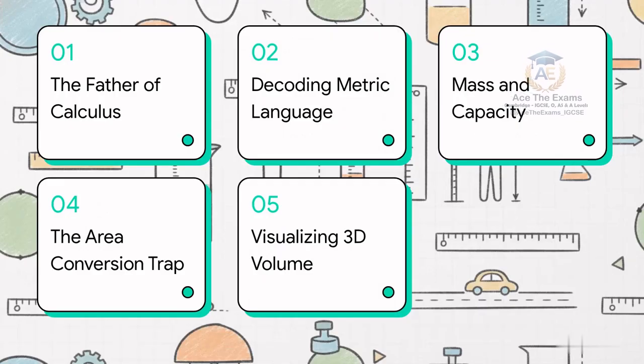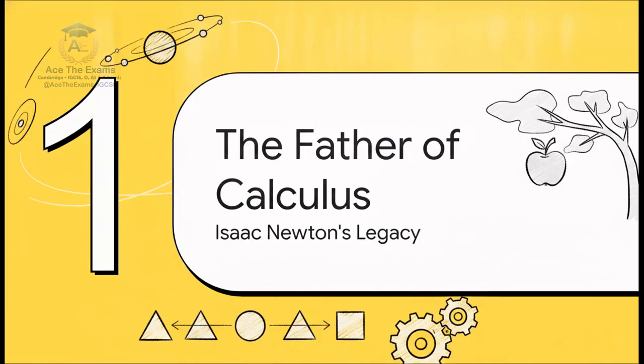So here is our roadmap for today. We'll hit point 1, the father of calculus, point 2, decoding metric language, point 3, converting mass and capacity, point 4, the area conversion trap, and finally point 5, visualizing 3D volume. Let's get right to it. Starting off with section 1, the father of calculus.